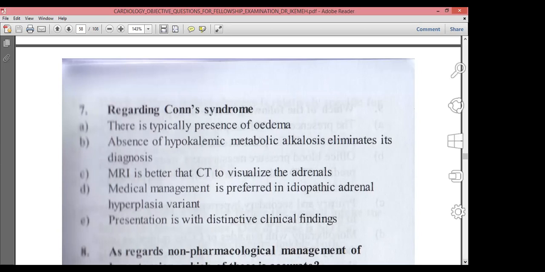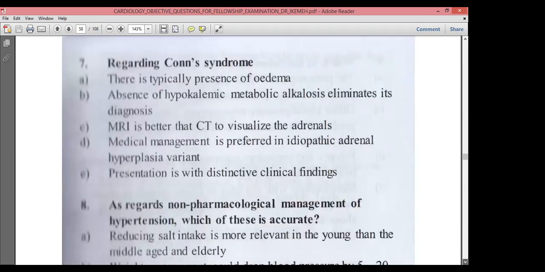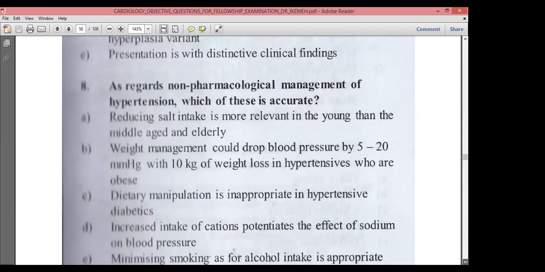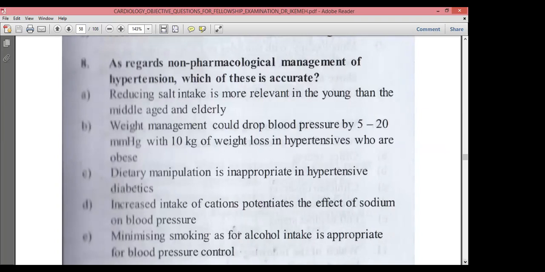Can you scroll up to question 8, please? All right. Regarding non-pharmacological management of hypertension, which one of these is accurate?